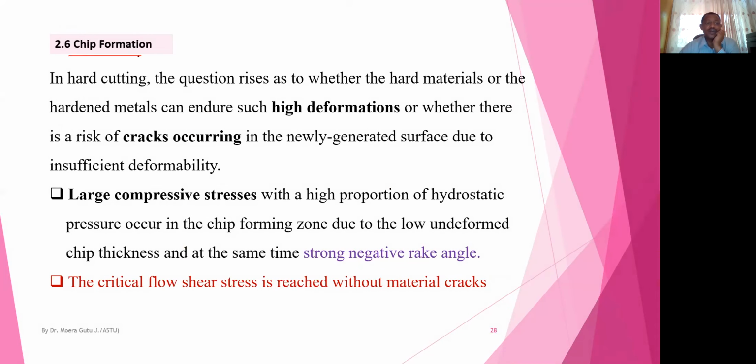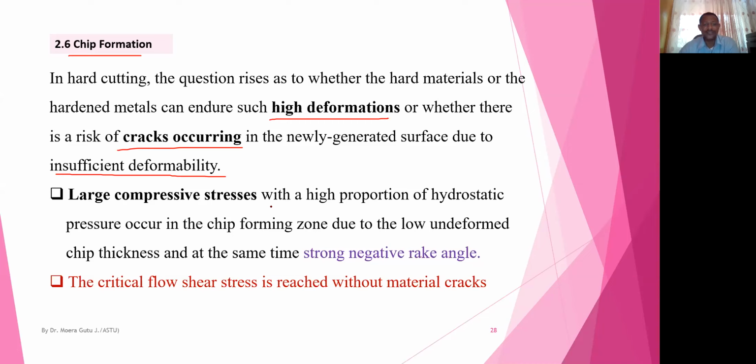The chip formation. What is the chip formation during hard cutting? In hard cutting, the question arises as to whether the hard materials or the hardened metals can endure such high deformation or whether there is a risk of crack occurring. There is high deformation of the workpiece material. There is a high formation of cracks in the newly generated surface of the workpiece material due to insufficient deformability. In machining, I told you we need high deformability, meaning it should be easily machined, so the cutting tool life can be more and the machined surface can be smooth.